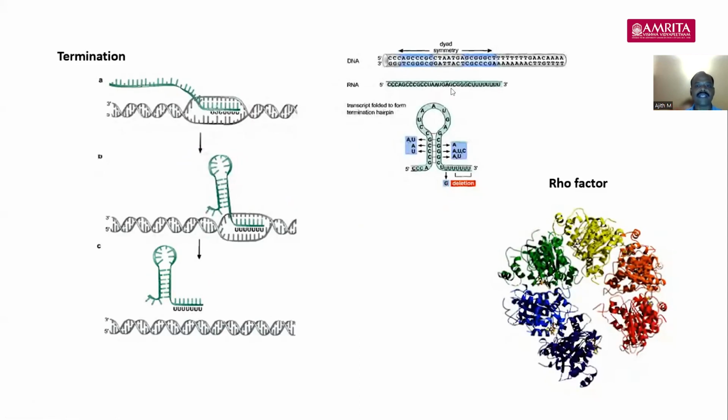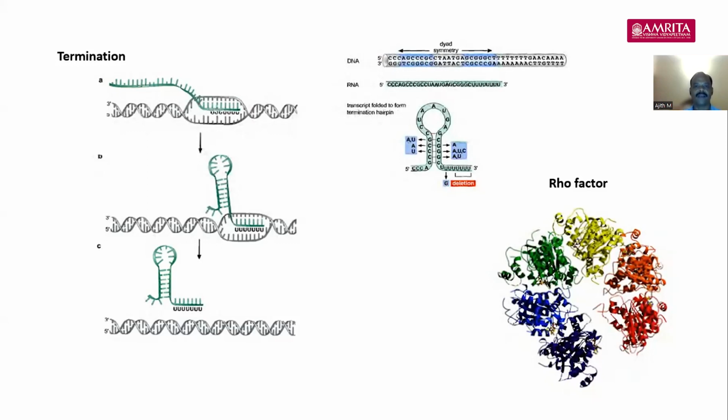Now there is a site at the termination point. I'll give you some description of that site. This is the rho-independent terminator. It has a particular sequence pattern. It usually shows a dyad symmetry.